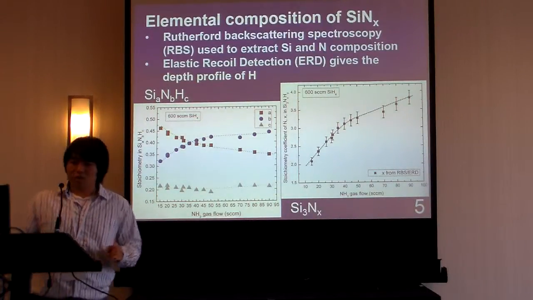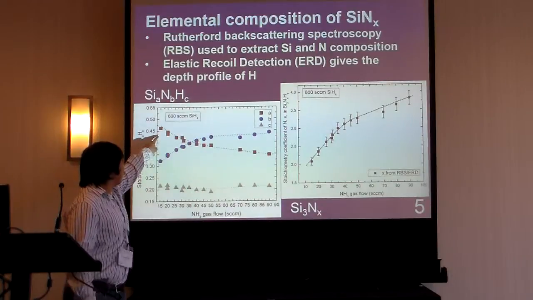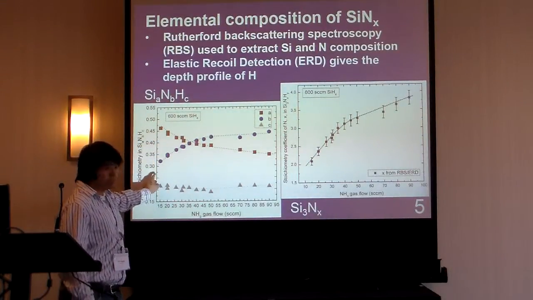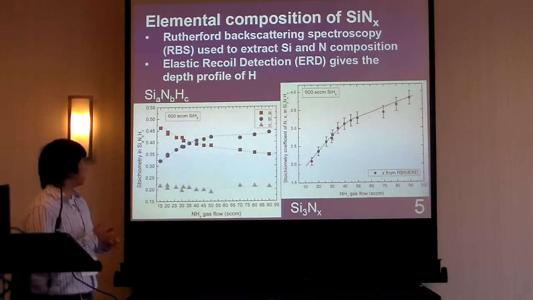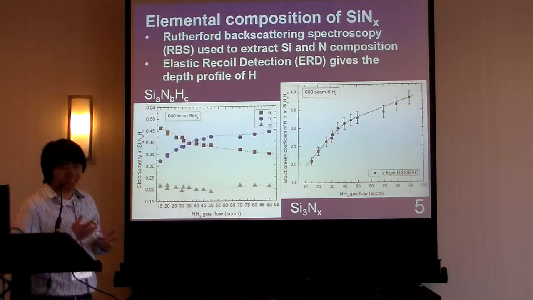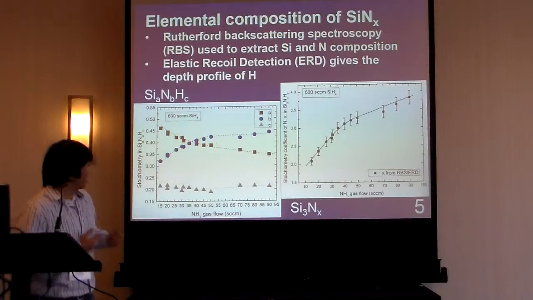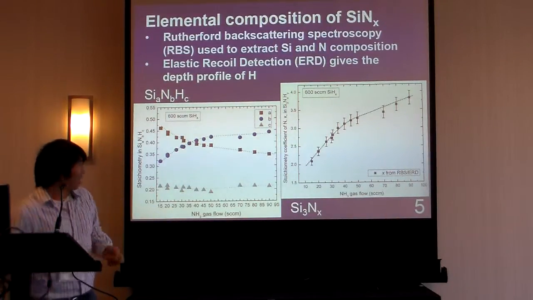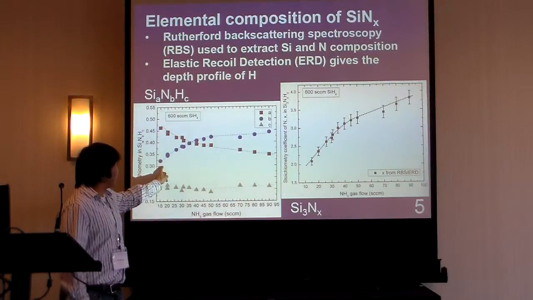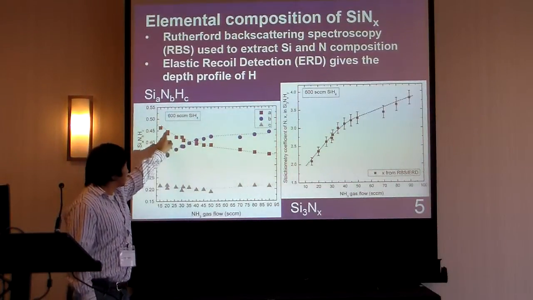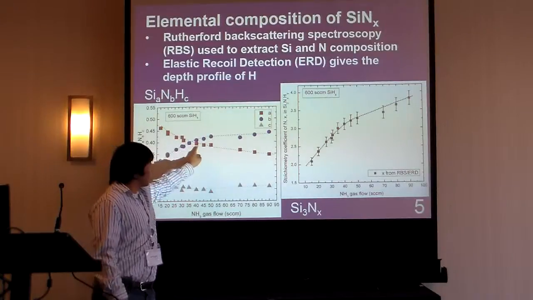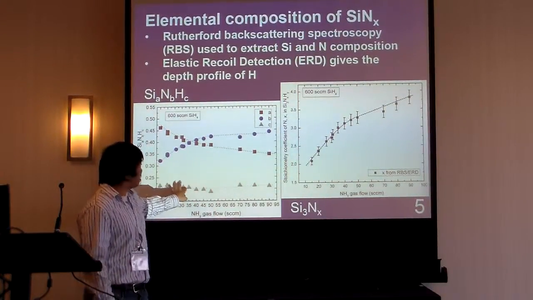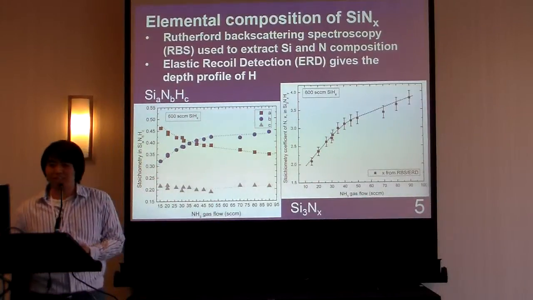And so on this figure, I plotted the silicon, nitrogen, and hydrogen composition as a decimal percentage versus the ammonia gas flow rate. The ammonia gas flow rate has units of standard cubic centimeters per minute, or SCCM. And we can see that when the ammonia gas flow rate increases, the silicon composition decreased, but the nitrogen composition increased. However, the hydrogen composition remained roughly constant at about 20%.